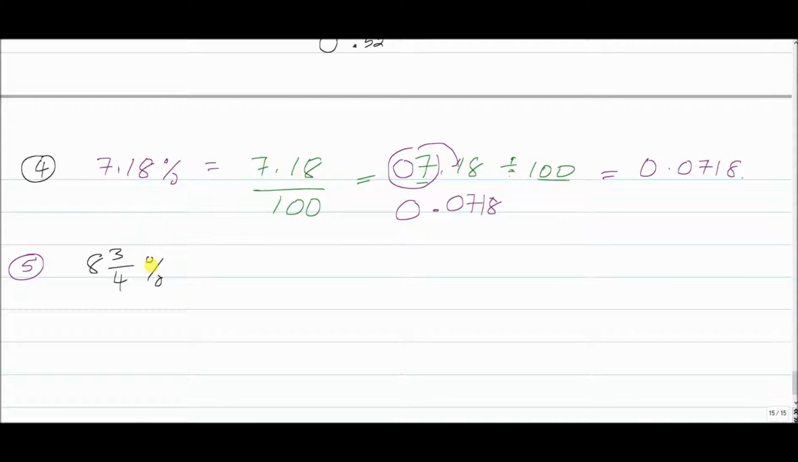Number 5, 8 and 3/4% as a decimal. First, we need to change our mixed number to an improper fraction. So we multiply our denominator with our whole number and add our numerator. So 8 times 4, 32. 32 plus 3 would be 35 over 4 divided by 100. Let's work this out first. So we have 35 inside being divided by 4. 4 could go into 35 how many times? 4 could go in there 8 times, because 8 fours would make 32. We subtract, we have a remainder of 3.